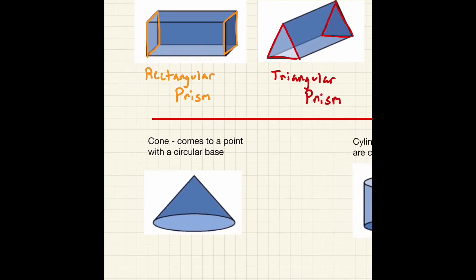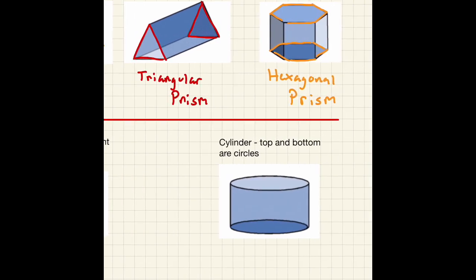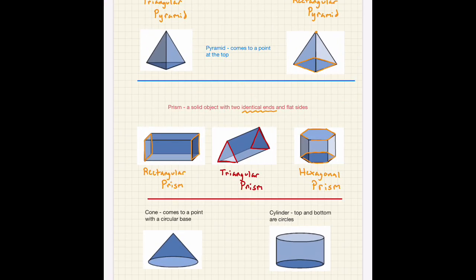All right, we keep moving here to two more. We've got a cone. A cone comes to a point with a circular base. So it's kind of like the pyramid, it has the point there, but then it's a circular base, so that's a cone. You've seen that before, I'm sure. And then also a cylinder. The top and the bottom are circles. So in this case, we've got circles on the top and the bottom, so identical, but they are circles, so that makes it a cylinder. And we'll talk about all of the ways to find measurements for these 3D shapes in the coming lessons. All right, thanks for watching.